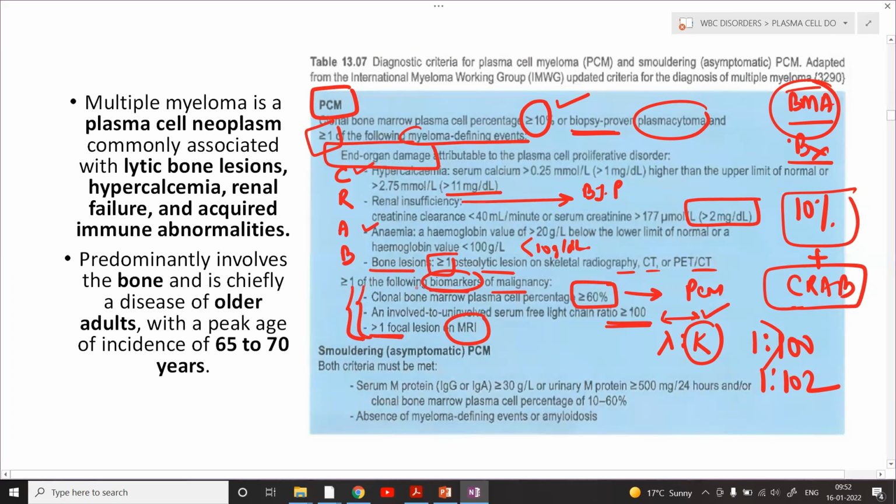Remember this. For diagnosis, basically 10 percent plasma cells plus CRAB is required. And if any of these biomarkers are present, then these are actually markers of malignancy. So this is about your plasma cell myeloma.